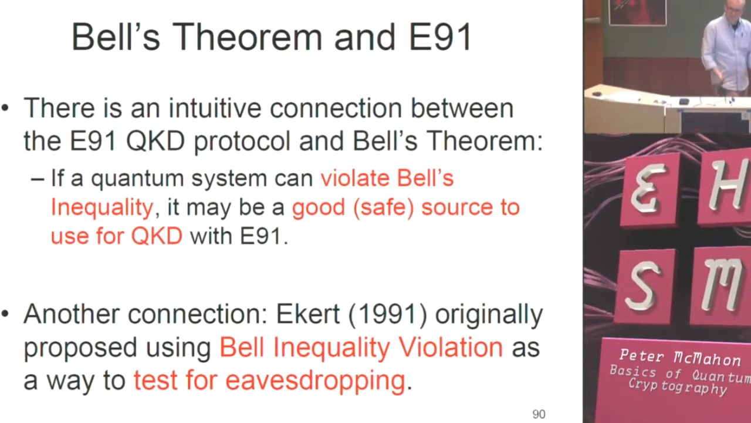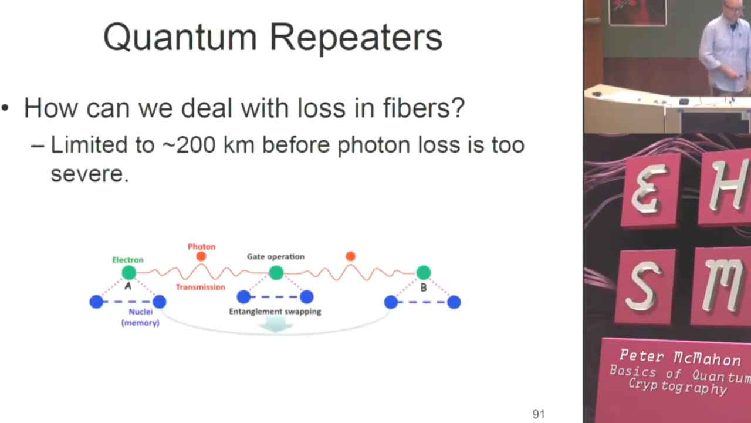And then another connection is that in Ekert's original paper proposing his protocol, he actually proposes using Bell inequality violation as a means to test for eavesdropping. It turns out that in some configuration, if an eavesdropper is gleaning a significant amount of information, then when you test for Bell inequality violation in your system, which you should have, and you don't find it, it means somebody's eavesdropping. So that's another neat connection between these two pieces of physics.